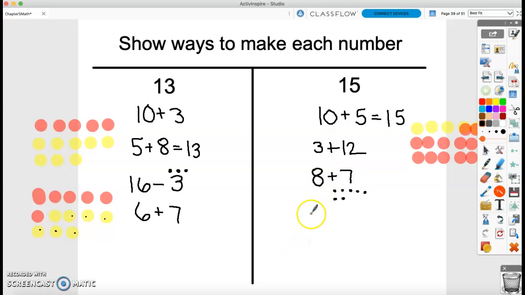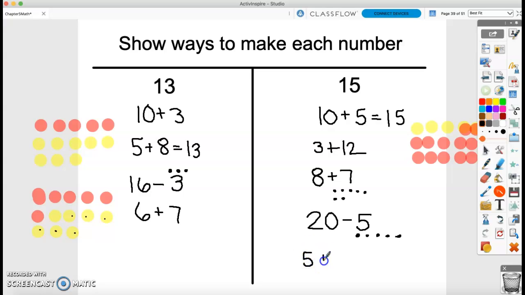All right. If I started at 20, let's see how many we have to take away to get to 15. So we're going to say 20 and count back. 20, 19, 18, 17, 16, 15. That's 1, 2, 3, 4, 5. So 20 minus 5.